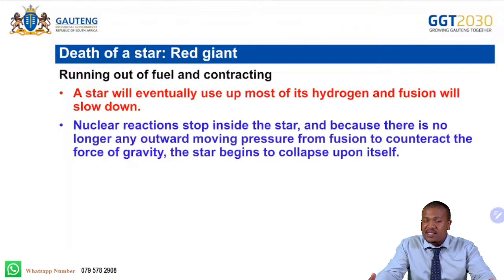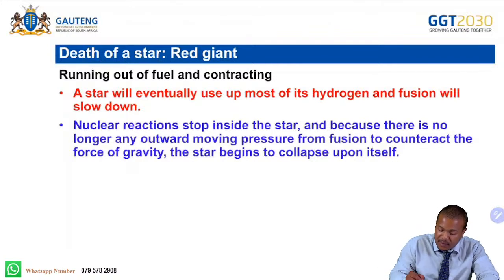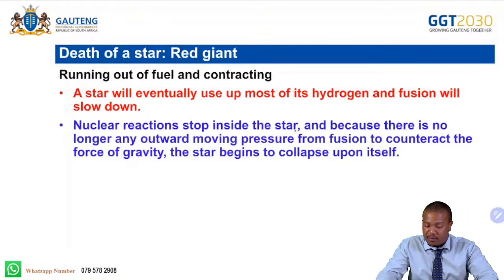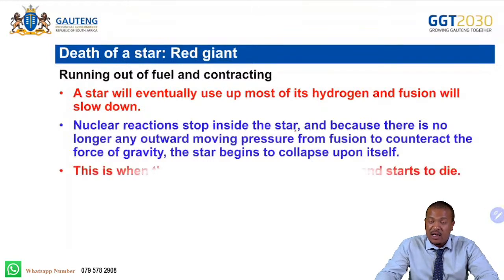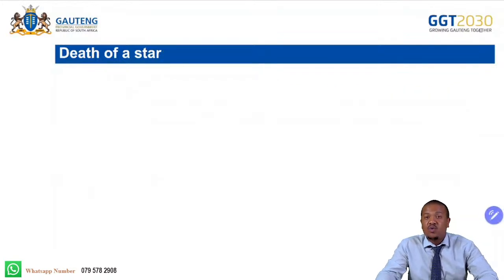So when the nuclear fusion slows down, what happens? When it stops inside the star, there is no longer any outward moving pressure from fusion to counteract the force of gravity. Then the star will begin to collapse upon itself. So this is when the star leaves the main sequence and starts to die.